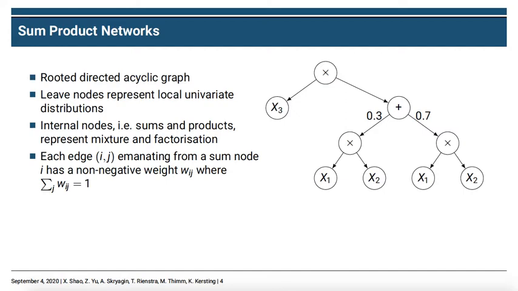Each edge emanating from a sum node has a non-negative weight, and the weights of all descendants of a sum node should sum up to 1. This is important for normalization. So in the end, the network encodes a polynomial in this computation graph, and it represents a joint probability distribution. On the right side is an example of a sum product network.